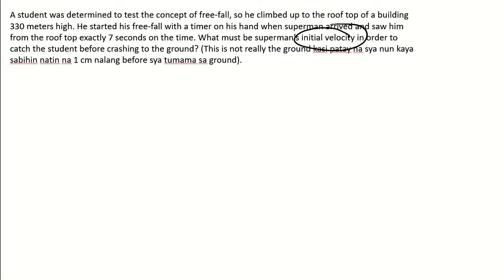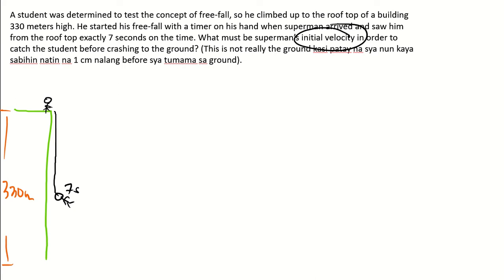Maliit lang naman eh. Okay, so i-draw ko muna. So, ito yung building. Okay, so ang taas niyan ay 330 meters, no? Tapos, ikaw ito, tapos sabi mo, itetest ko yung free fall kung talagang ma-fall ako. Tapos, dito ka na, oh. Yan, nandyan ka na. Tapos, ang timer mo ay 7 seconds nung nakita mong nandyan si Superman, 7 seconds.